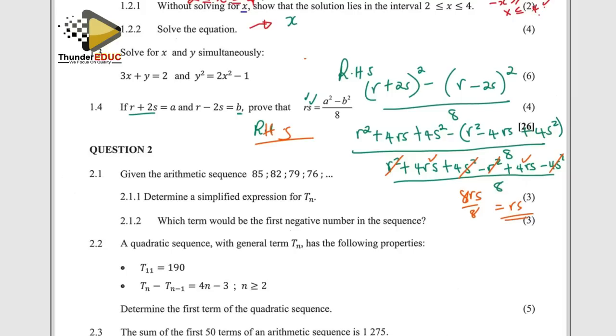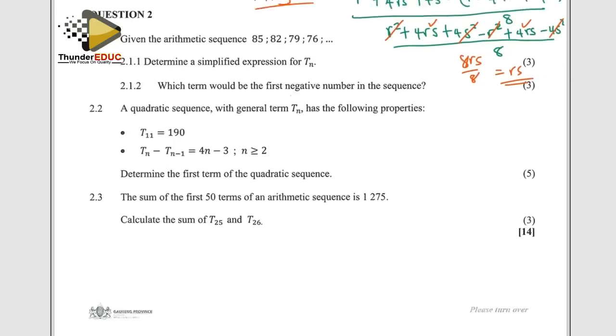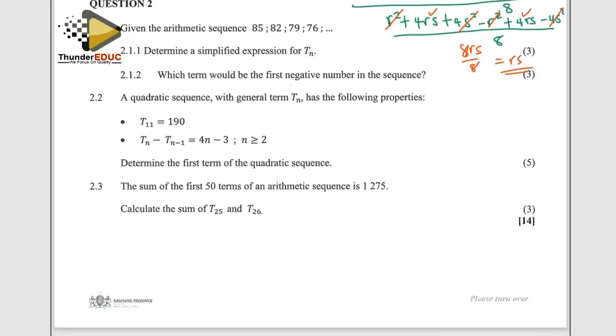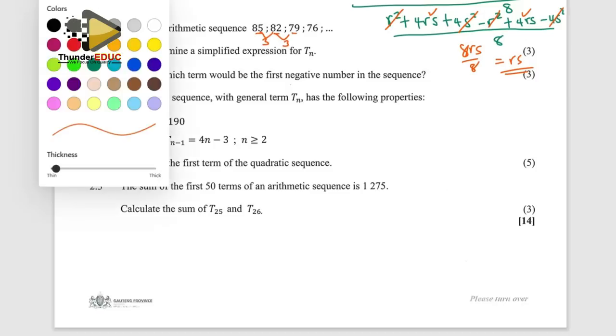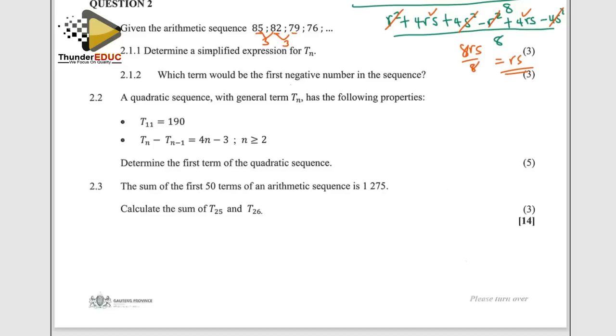All right, then question number 2 is telling us that given the arithmetic sequence, okay, so we have 85, 82, 79, so it's decreasing by 3 if I look at it. Yes. Then they want us to determine the Tn. So we know that with an arithmetic sequence, the general term is given as a plus n minus 1 into d. So our a is 85 plus n minus 1 into the d, which is negative 3.